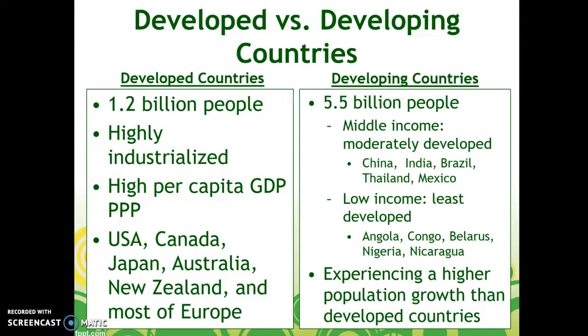Developing countries, on the other hand, include 5.5 billion people on our planet. And developing countries are divided into two subclasses. First, we have middle income, which is our moderately developed countries. So these are China, India, Brazil, Thailand, and Mexico. And then we have low income, which are our least developed countries, like Angola, Congo, Belarus, Nigeria, and Nicaragua. These countries experience a higher population growth than most developed countries, and we're going to talk about why in Chapter 6 later on in this unit.